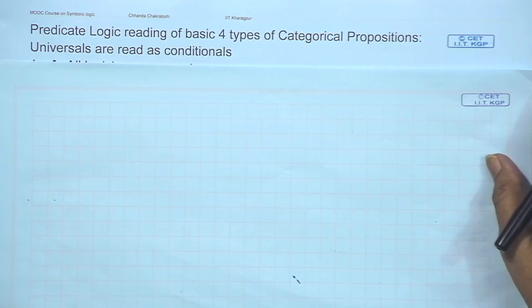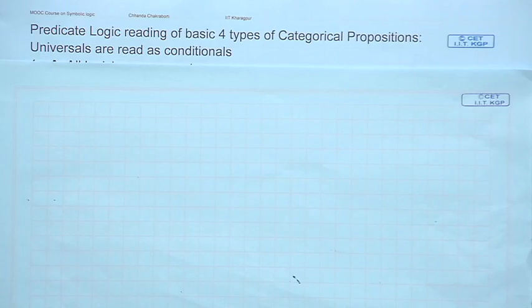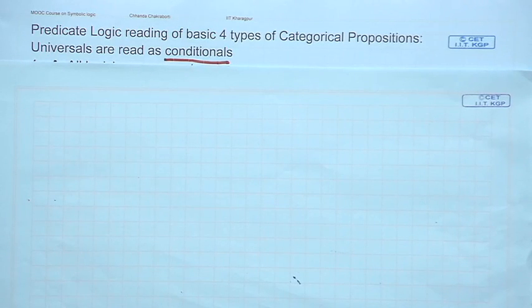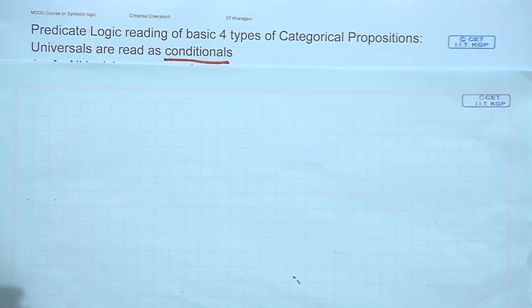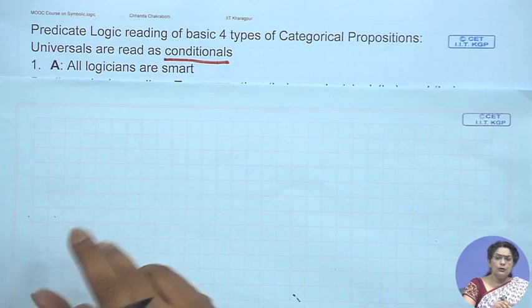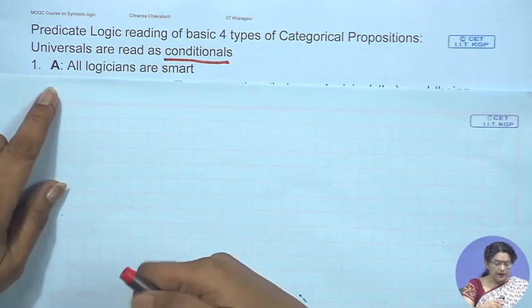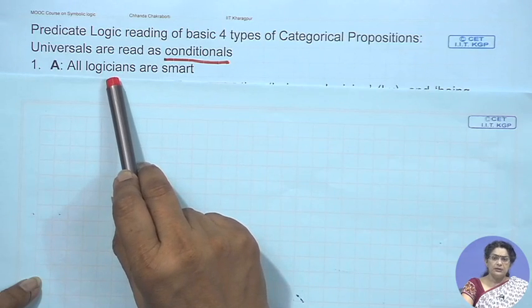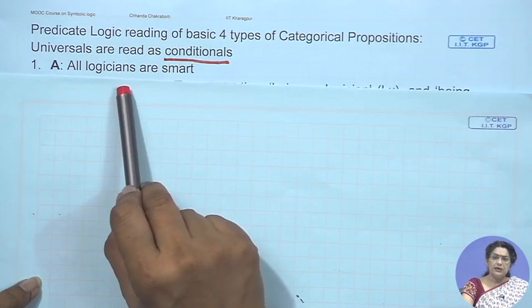Notice that the universals are going to be read as conditionals. Conditionals means if-then statements. They are rather weakly put. Remember, there is no existence claim, and there is also the hypothetical or conditionality attached to them. They are to be read as conditionals. How? Let me show you. Let us take "All logicians are smart" as an example of an arbitrary A proposition. Can you see the properties being predicated? Being a logician, being smart.